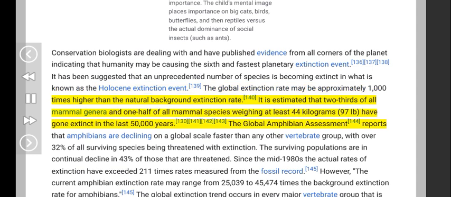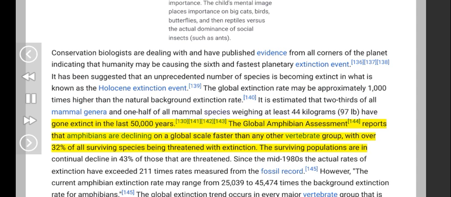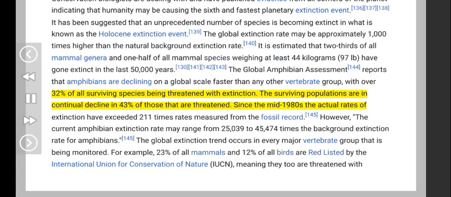It is estimated that 2/3 of all mammal genera and 1/2 of all mammal species weighing at least 44 kilograms, 97 pounds, have gone extinct in the last 50,000 years. The Global Amphibian Assessment reports that amphibians are declining on a global scale faster than any other vertebrate group, with over 32% of all surviving species being threatened with extinction. The surviving populations are in continual decline in 43% of those that are threatened. Since the mid-1980s, the actual rates of extinction have exceeded 211 times rates measured from the fossil record.